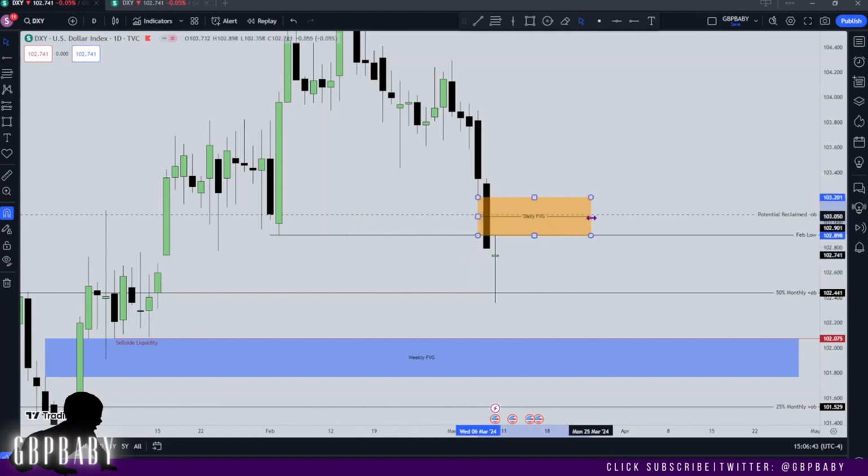But yeah, generally speaking, I have my close attention on this daily fair value gap. If price overshoots it, then I'll be watching this low up here. Preferably, like I said, price doesn't reach up there, and the reason for that is just because I want to see continued bearishness.